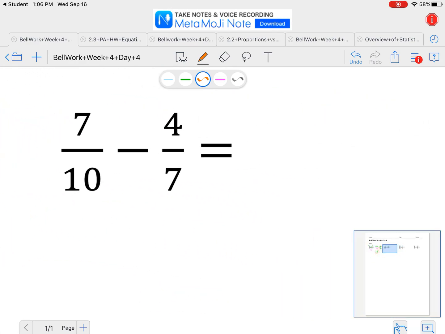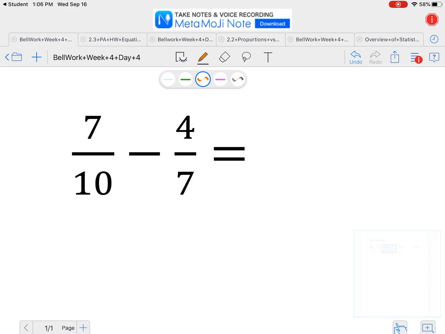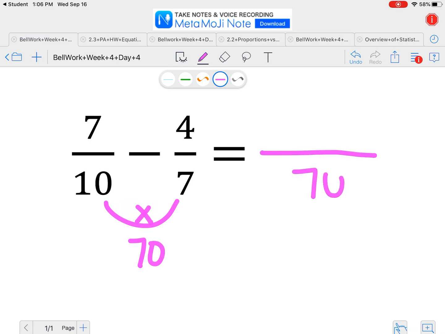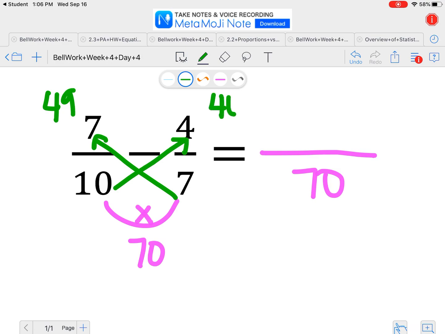Scooting over to number 2, again the same thing. When you subtract fractions, you also need the same denominator. I can multiply them together to get one. 10 times 7 is 70. So I know my answer is going to have 70 as the denominator. Then I would come across and do 7 times 7 is 49. 10 times 4 is 40.